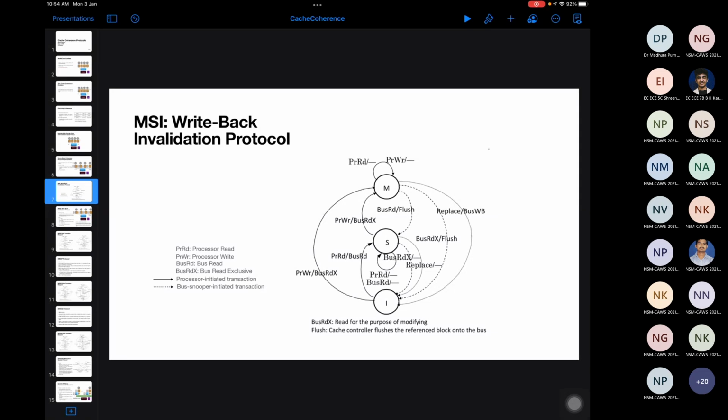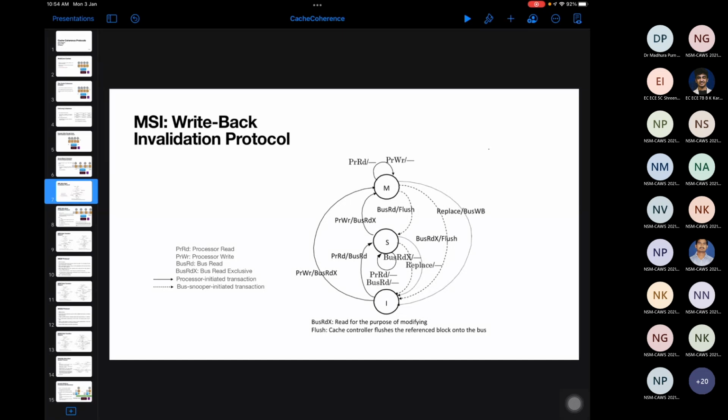That is what is reflected here in the dotted lines from M to S on a bus read signal, and there is a flush. Flush indicates that this block, which is in a modified state, is going to be flushed on the bus so that the core which requested the data gets it.